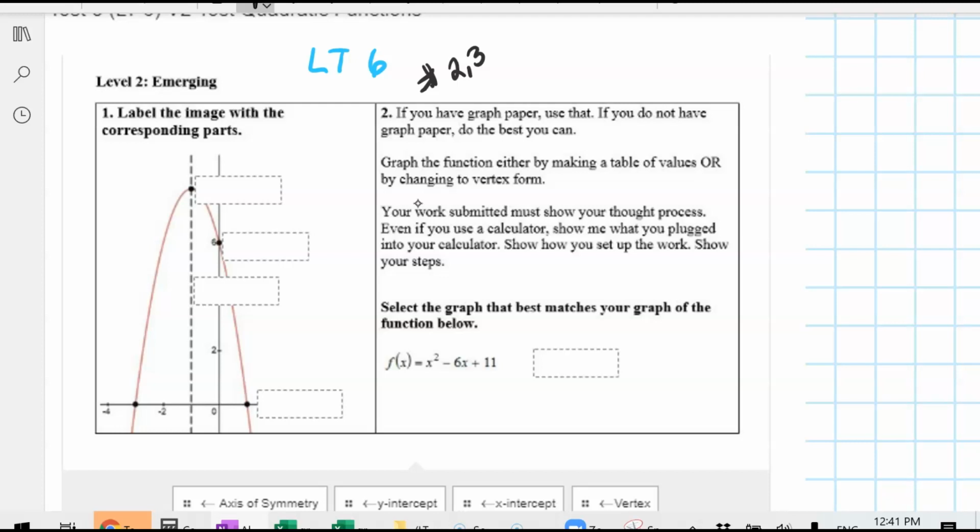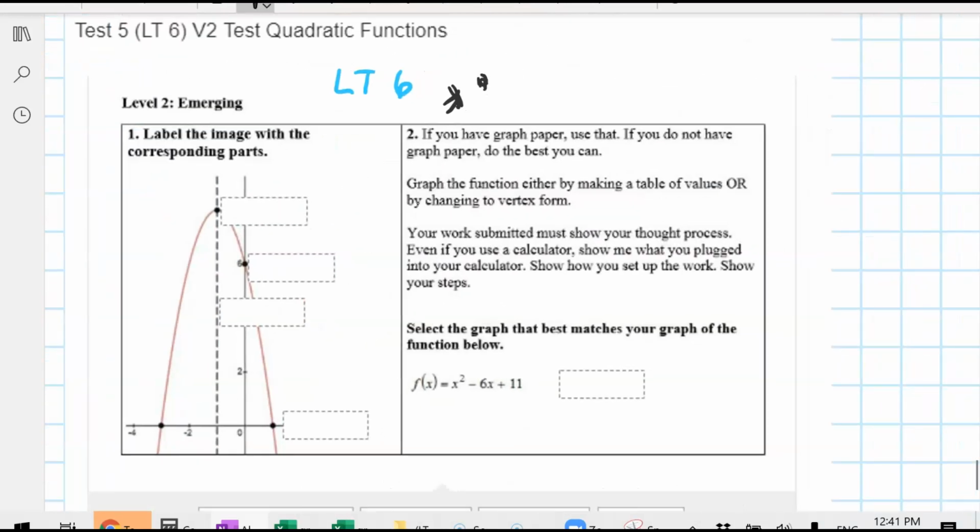Number 20. So assignment 2 is J1, not assignment 2, silly. Assignment 16, wow. Assignment 16, which is J1 and J2. Assignment 17, which is J3, complete a function table. And assignment 20, which is T7 to vertex form.